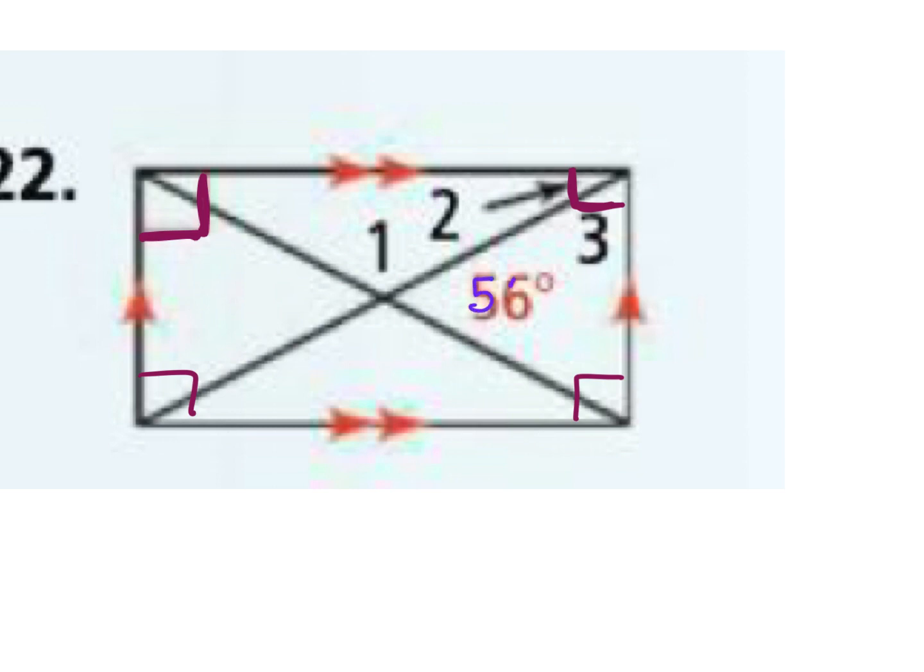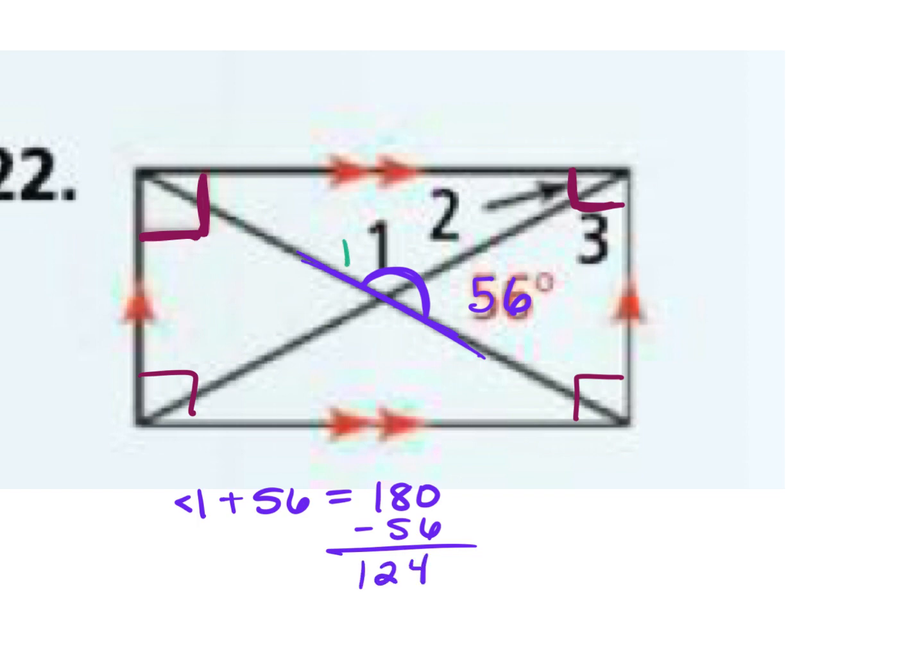Well, this one's 56, 1 equals 56, and this is a straight line. What do you know about a straight line? It equals 180. So these two together, angle 1 plus the 56 should equal 180. So take away the 56 and you get 124. Okay, so angle 1 is 124.